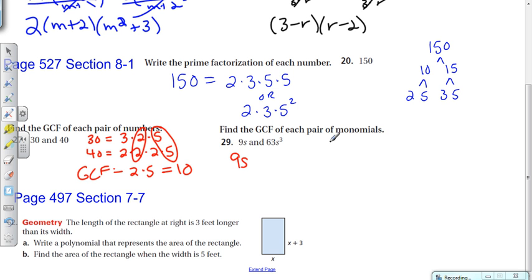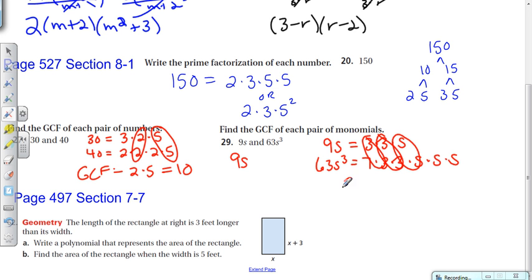If I really want to make sure, 9s can break down into 3 times 3 times s. 63s cubed can break down into 7 times 9, but 9 breaks up into 3 times 3, and then I have 3 s's. So what they have in common is this pair of 3's, that pair of 3's, and they have in common an s. So my GCF is 3 times 3 times s. So I was right when I said 9s.